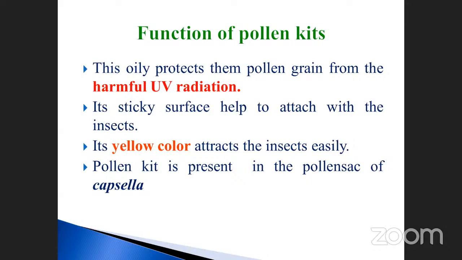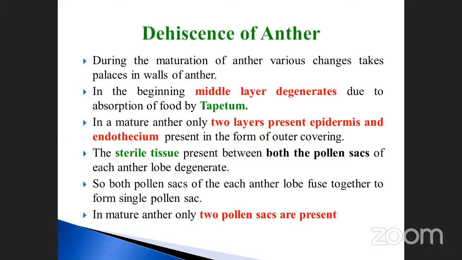It is yellow in color, and it attracts the insects easily. Pollen kits are always yellow in color because of the presence of carotenoid. So it can easily attract the insects. And then the pollen kit is present in the pollen sac. Always the pollen kits are mostly present in the pollen sac of angiosperms.